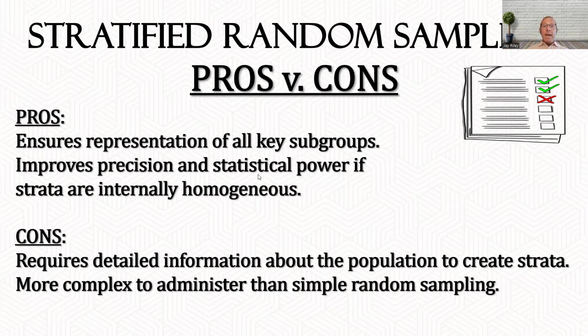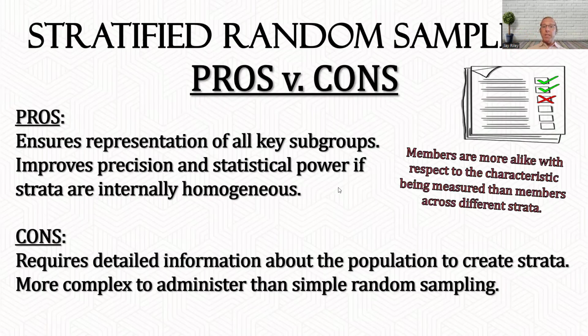It's more precise and it improves statistical power, provided that the strata are internally homogeneous. What does this mean? That means that members are more alike with respect to the characteristic being measured, not what identifies them as part of a particular stratum, but what you're studying. So they're more alike within that particular stratum than across different strata. The downside to this is you need that detailed information about the population to create those strata, and it's more complex to administer than simple random sampling because you need that information, you need to divide them.